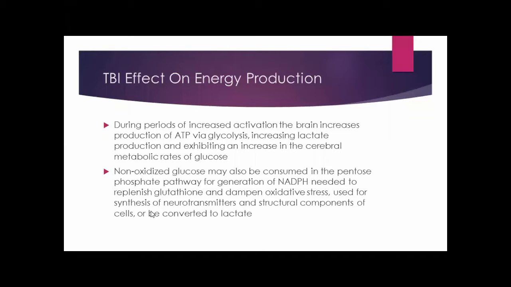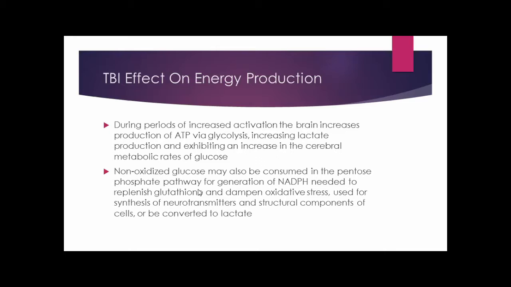So what happens during traumatic brain injury? So during periods of increased activation, the brain increases production of ATP via glycolysis, increasing lactate production and exhibiting an increase in the cerebral metabolic rates of glucose. Again, increasing lactate production. So remember, even though there's oxygen present, it's going down the pathway of what would typically be anaerobic respiration, but it's called aerobic glycolysis because oxygen is present, but it's still going down that pathway to be less efficient and only produce the 2 net ATP and lactate in place of doing the possible 38 total ATP.